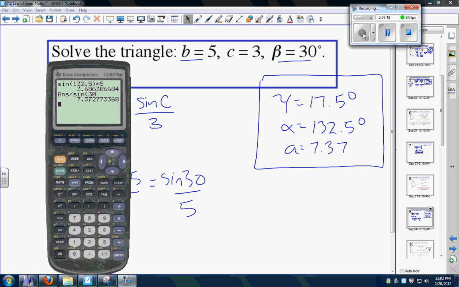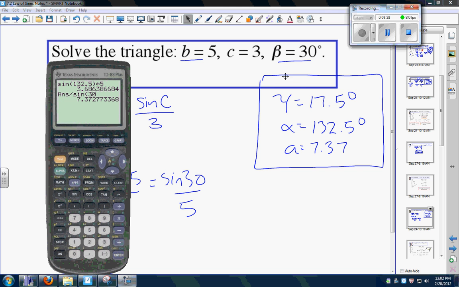So we take a look at our answers and we see if they make sense. So angle A, by far the biggest, that side came out to 7.37. It's bigger than the other two sides, so that's good. Side B is bigger than side C, so angle B better be bigger than angle C here, and that looks good.